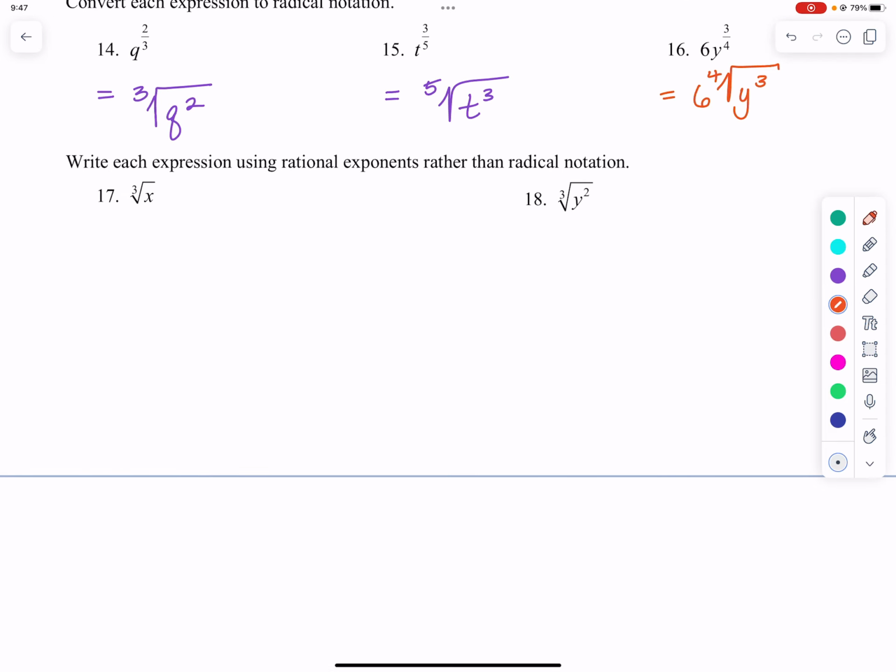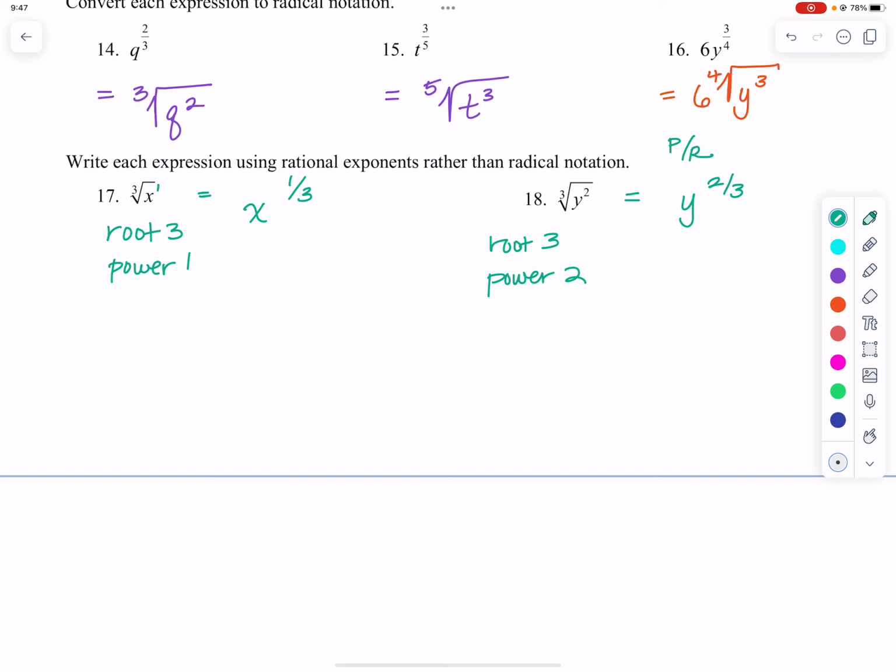Now we're going to go the other way, okay? Power over root. So here our root is 3 and our power of our variable is 1. So x to the power over root. So it's x to the 1/3. Let's do that here. Our root is 3 and our power on y is 2. Remember, power over root. So we have y to the 2/3 power.